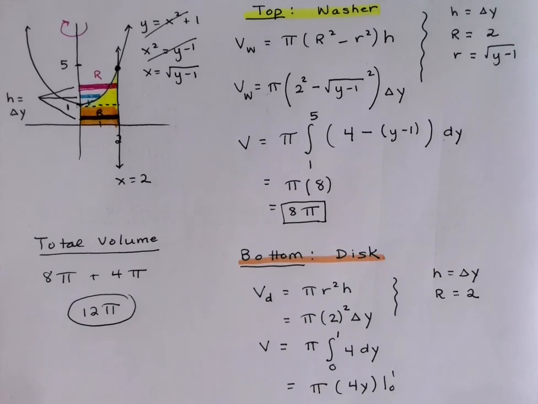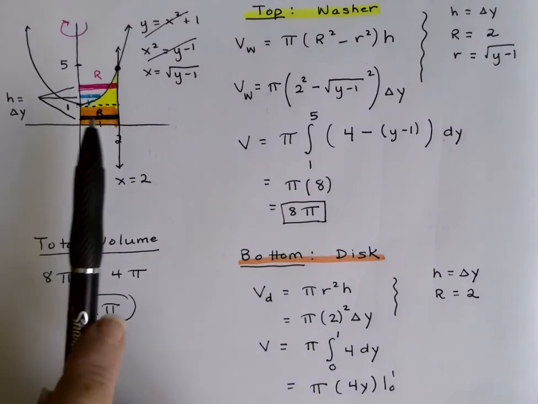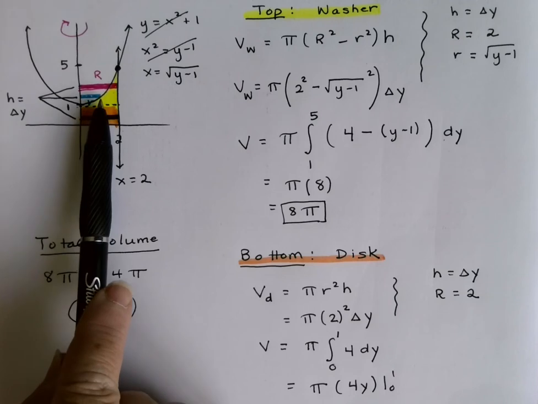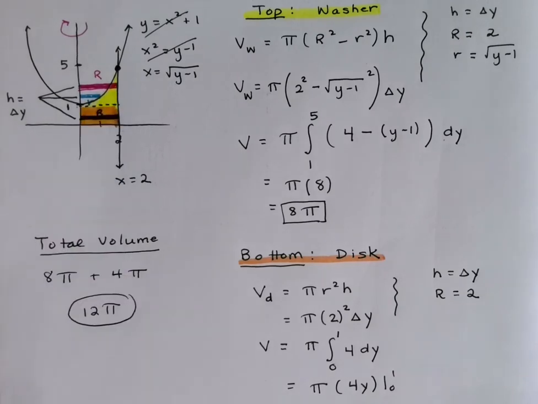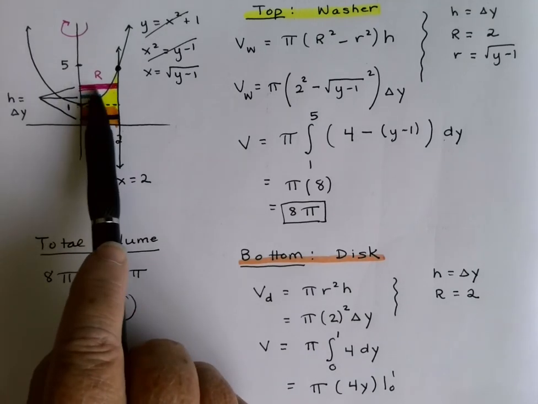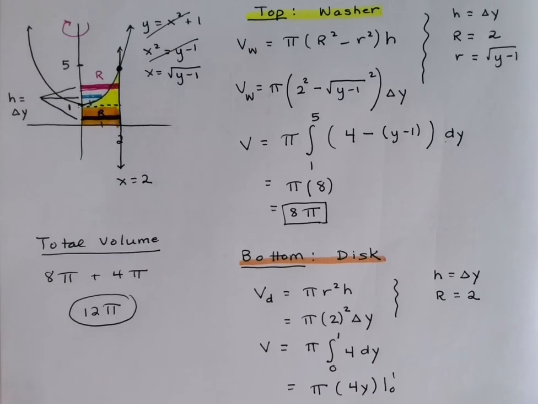Notice that with this shape, if I had been allowed to do vertical rectangles, I could have gotten the whole shape with just one set of vertical rectangles. The problem is the methods that we've learned so far have required that our rectangles be perpendicular to the axis of rotation. The question we're going to ask ourselves now is, is there any way to do something so that I could draw my rectangles parallel to the axis of rotation? Let's take a look.